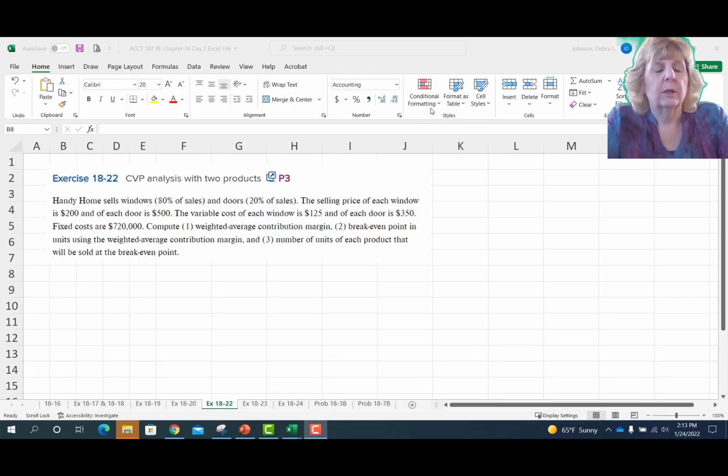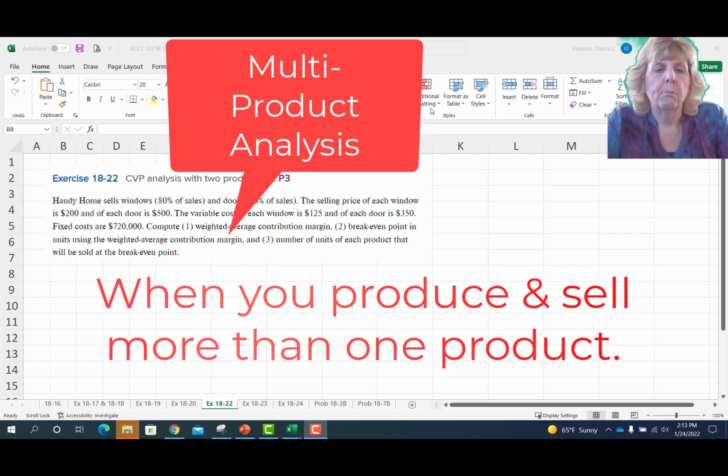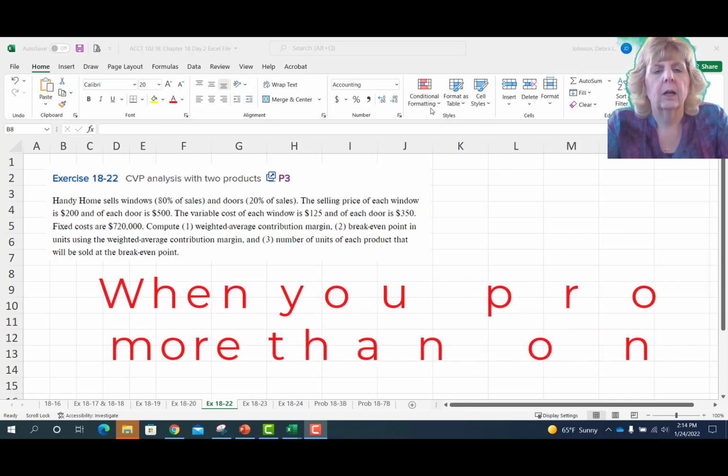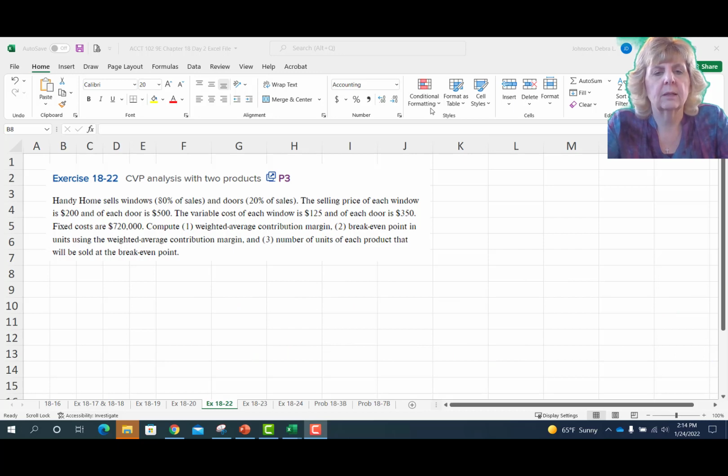The next topic we talk about is going to be what we call multi-product cost volume profit analyses, specifically as it relates to the break-even point or the target profit point. So I want to read this exercise with you, and then we'll go take a look at the PowerPoints related to multi-product analysis, and we'll come back having reviewed the lecture slides, and we'll work out this exercise that deals with windows and doors.